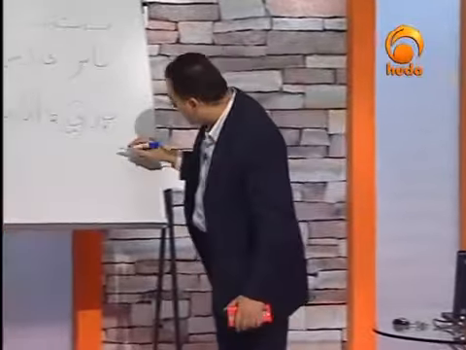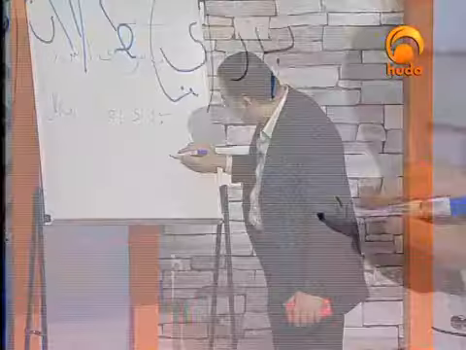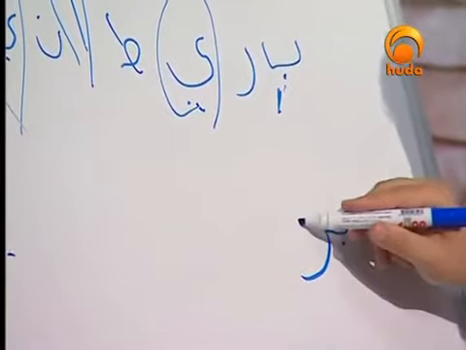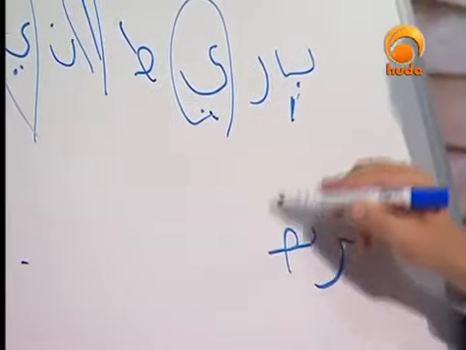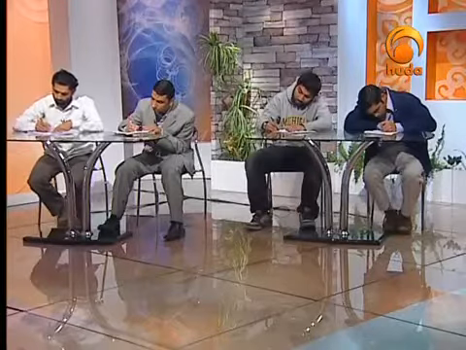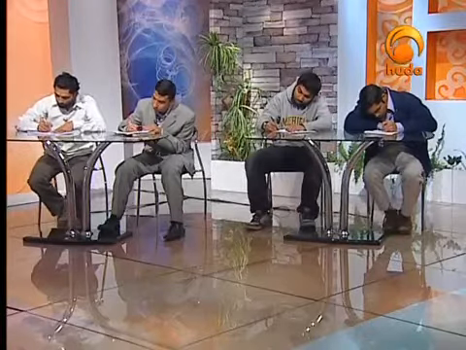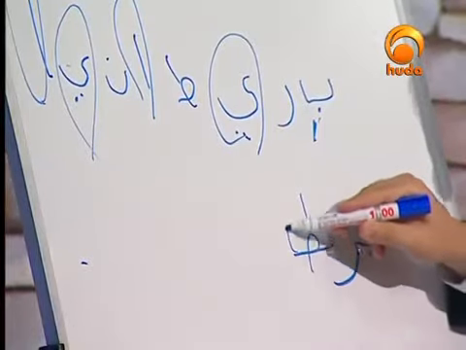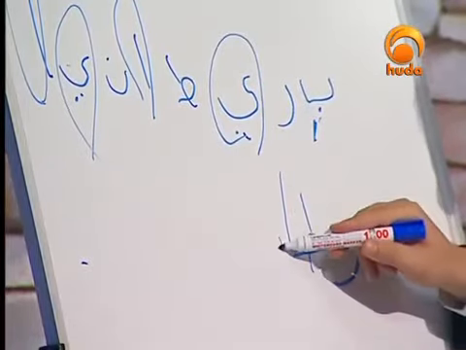Please follow me in writing this difficult word in Arabic. Here it is. Ba is connected here with ra. And then we write ya, connected with ta. Don't put any dot on top. Then we have 2 dots here. Then we have alif. Then we have na.